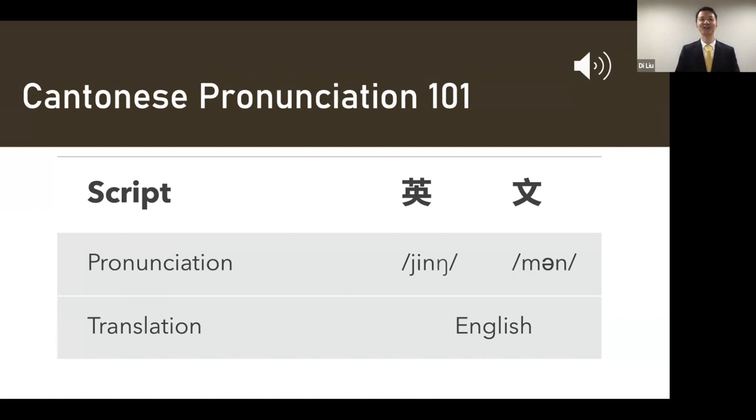Now, I cannot hear you, but I'm going to ask you to repeat after me three times, okay? 英文, 英文, 英文. Okay, now you learned this word, okay? You know how to say English in Cantonese. But is it really? Now imagine you are a student and you took this Cantonese pronunciation 101 class thinking that you learned the word English. And then you walk out to the street, and this is what you are going to hear.